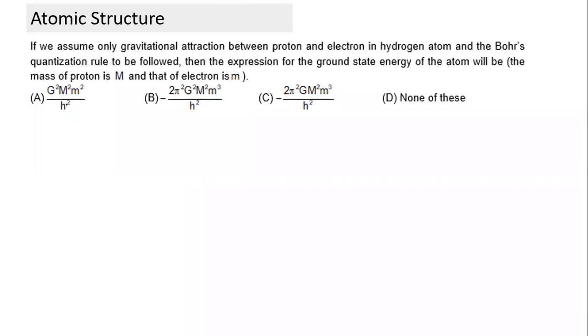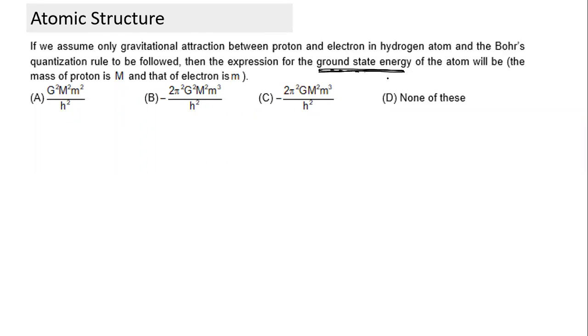In the previous case, which force was causing circular motion? Magnetic force. In case of gravitational force, if we apply Bohr's law, find the expression of ground state energy of an atom. Sir, but here you have to consider potential energy also, right? Yes, in this case, we have to consider potential energy.